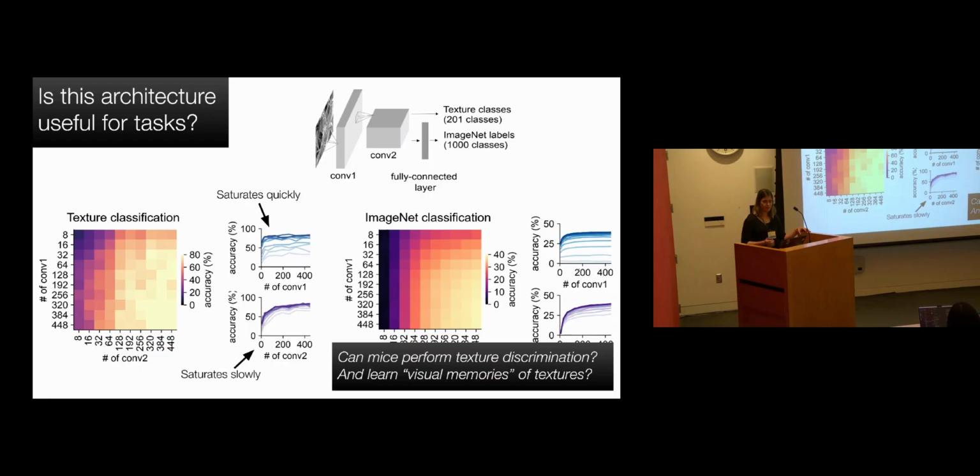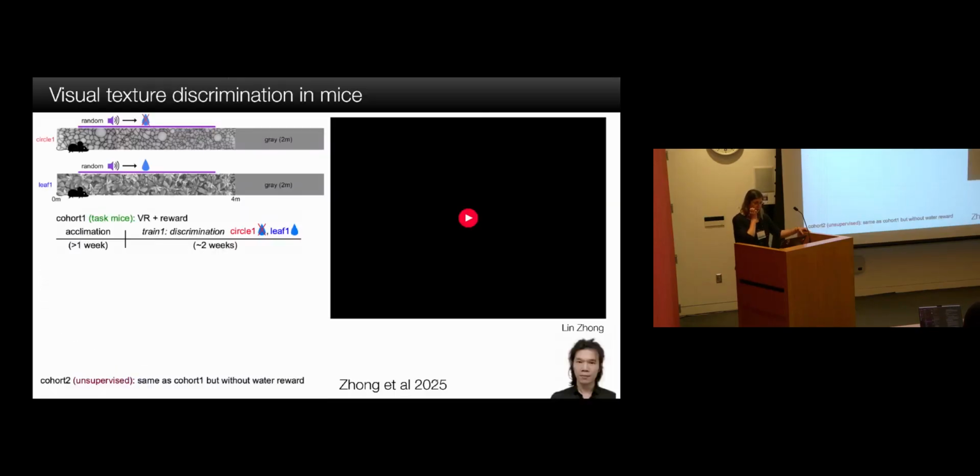So we wanted to know if mice can also perform these kinds of tasks like texture discrimination and potentially learn visual memories of texture while they're doing these tasks. Lin Zhang in the lab trained mice to do visual texture discrimination. He had a circle corridor and a leaf corridor. In each of these corridors, a random sound cue is played at a random time. In the leaf corridor, this sound cue is followed by a water reward. He trains these mice for 2 weeks to do the task.